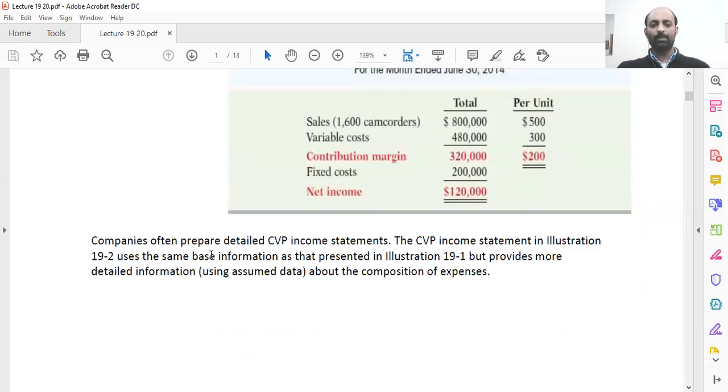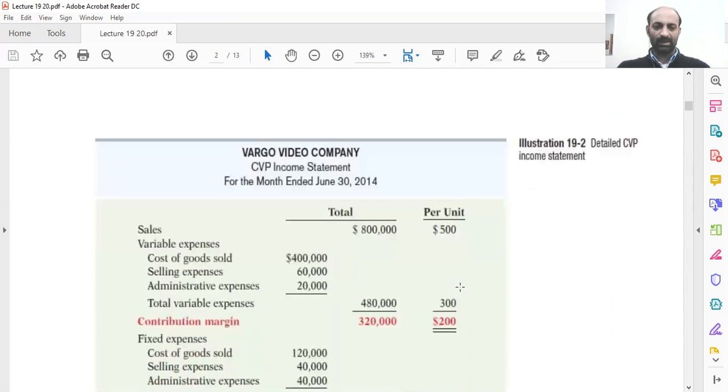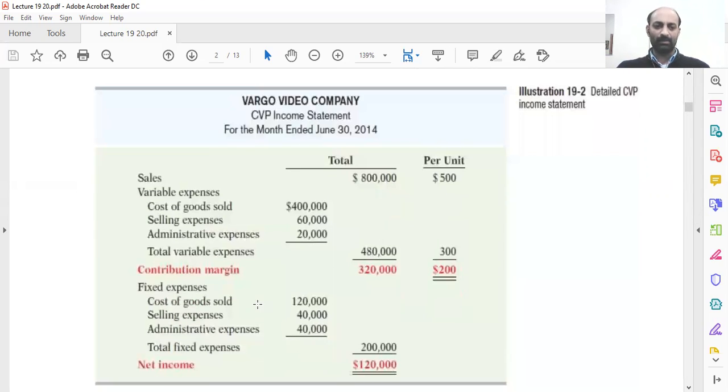Companies often prepare detailed CVP income statements. The CVP income statement in illustration 19.2 uses the same base information as that presented in 19.1, but provides more detailed information using assumed data. Now, this is the detailed CVP income statement.